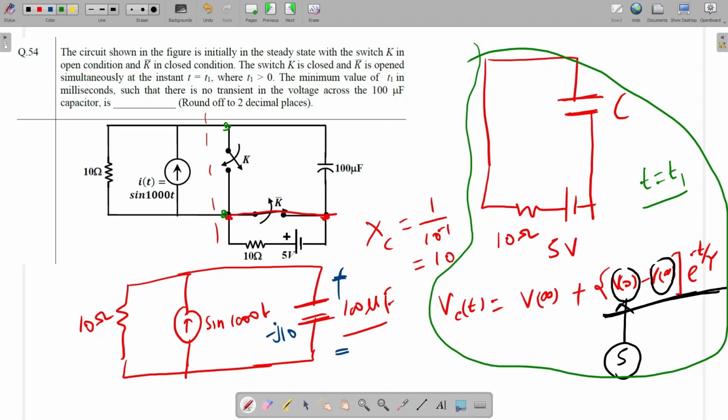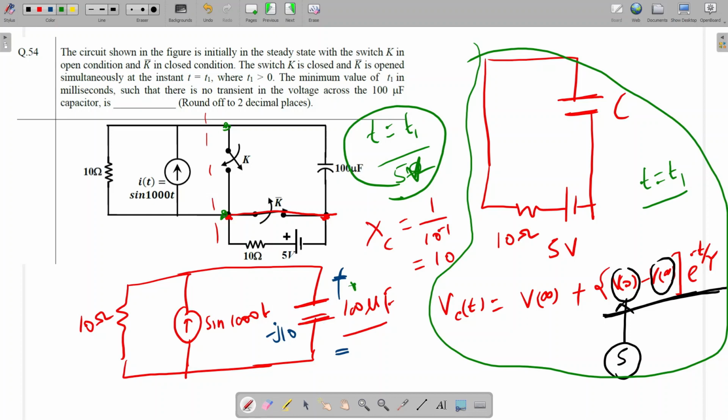See, after T is equal to T1, what they are doing, they are shorting this source. Shorting means this point will be connected here. So this will be a separate circuit and this should be free from transient. As T is equal to T1, when this event is happening, this voltage across this capacitor should be 5 volt. So what I'm doing here, I'm trying to write this voltage as a function of time, so we can equate that with 5 volt, then we can calculate the time. What should be the time when this voltage will be 5 volt? Is it clear?